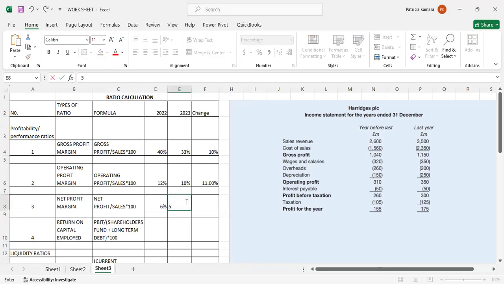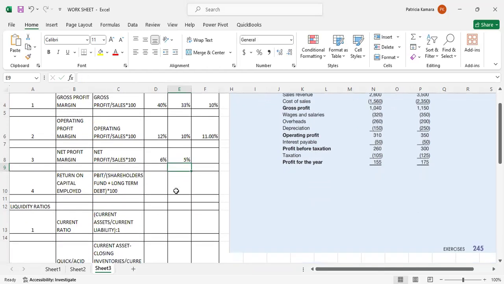Okay, 5%. So you go on and then calculate the change. Okay, so just pick the next profit and then do that. So now we've been able to do this. So based on the change that you get, you can now write out your report.